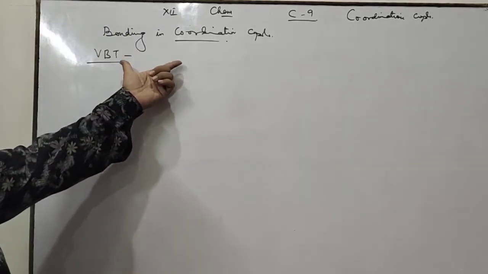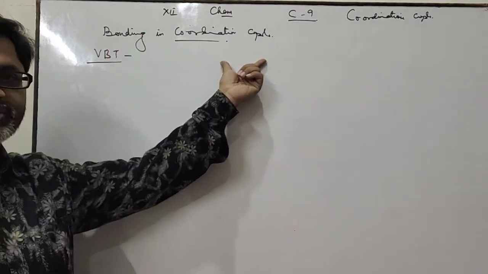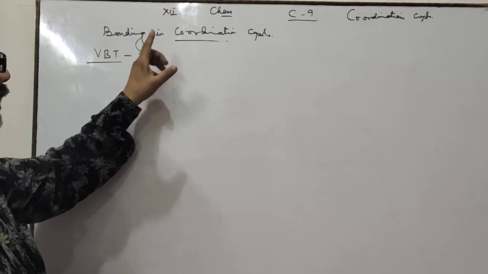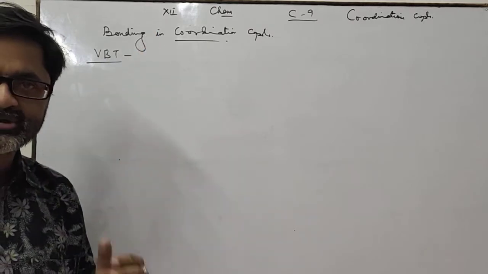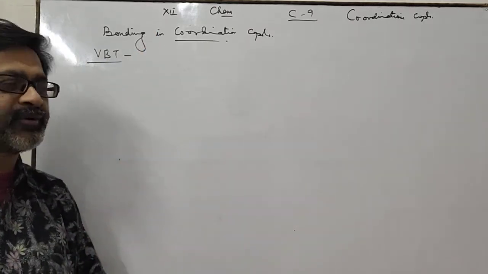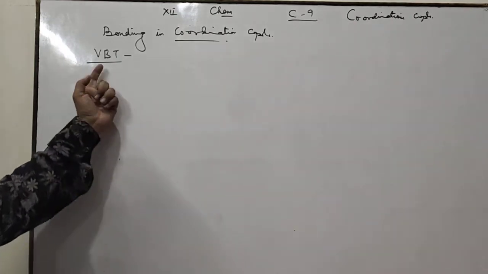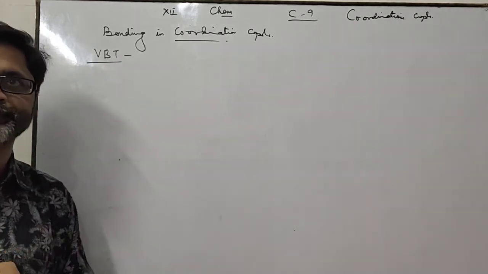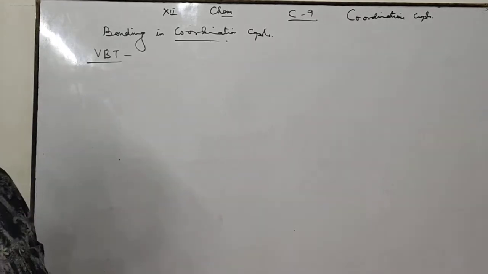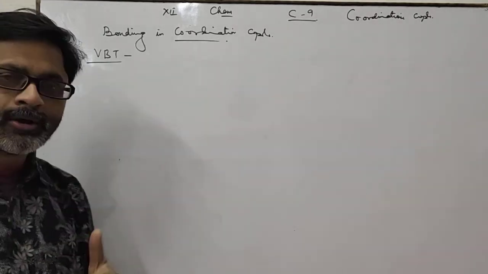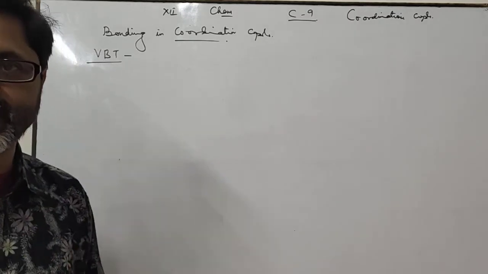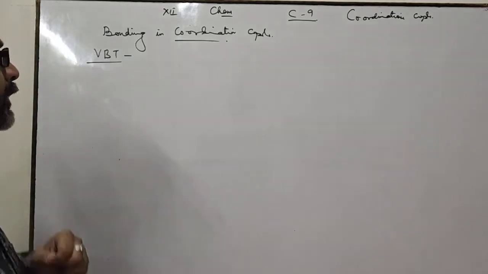I am going to teach you about the bonding in coordination compounds: how we find the type of hybridization, geometry, and magnetic behavior of the coordination compounds. This is on the basis of valence bond theory, VBT. VBT is valence bond theory. This theory is given to explain the hybridization, magnetic behavior, and geometry of the coordination compound.